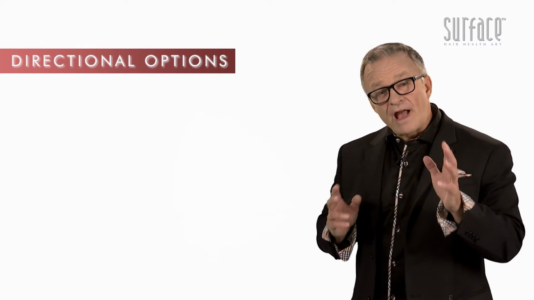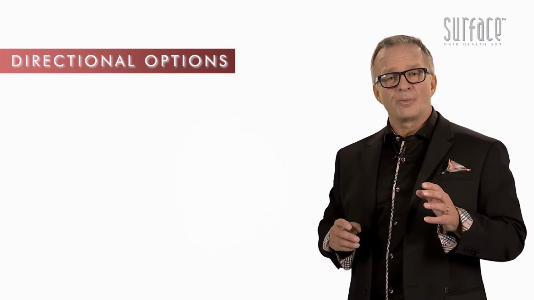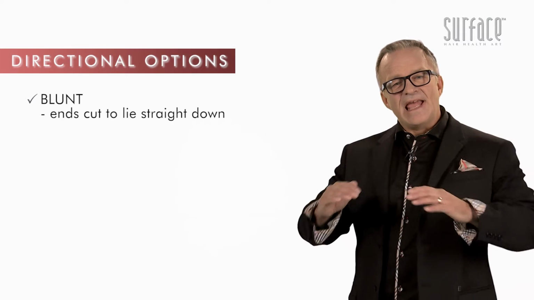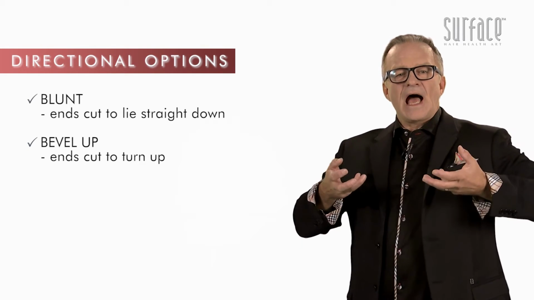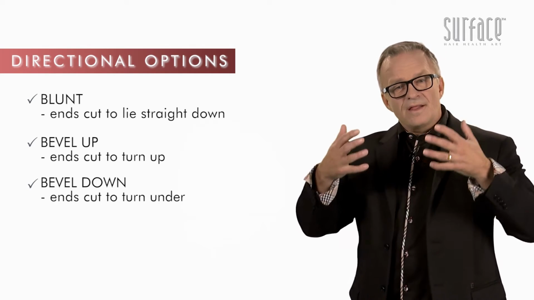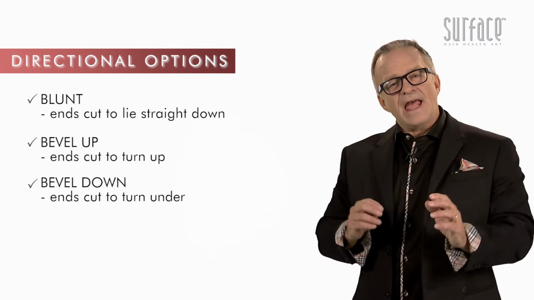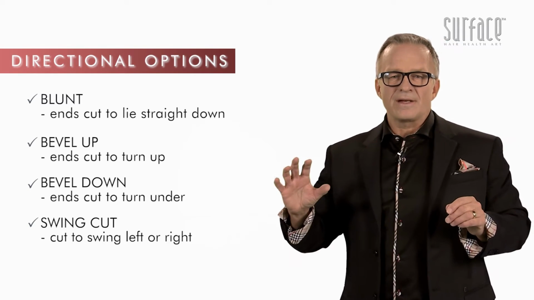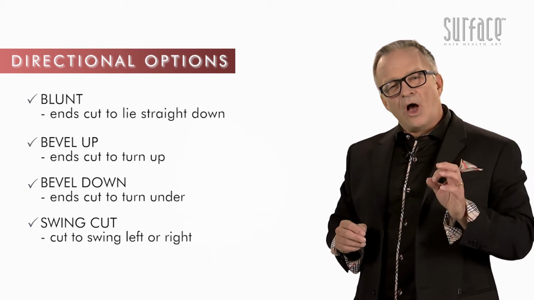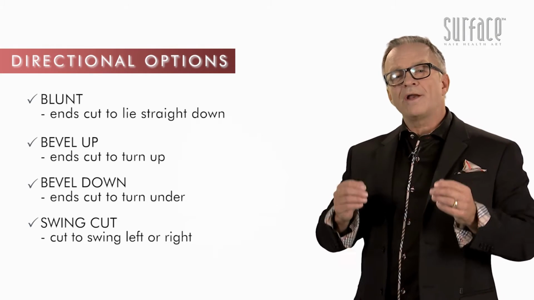The 4 directional options in cutting the outer perimeter are: blunt, the ends lay straight down; bevel up, the ends are turning up; bevel down, the ends are turning under; and swing cutting, which is swinging them to the left and swinging to the right. When swing cutting, you may also choose to bevel up or under.